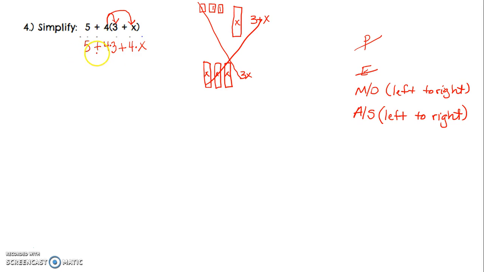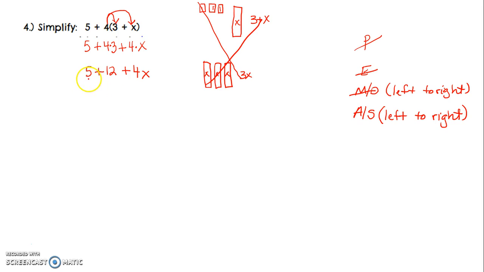I sure do. So that's 5 plus, and then I have to do 4 times 3 is 12. So that's 5 plus 12 plus 4 times x. We write that as 4x. It means 4 x's. I'm like, phew, I just handled all my multiplication and division left to right. Now in my last step, I'm going to add or subtract left to right.